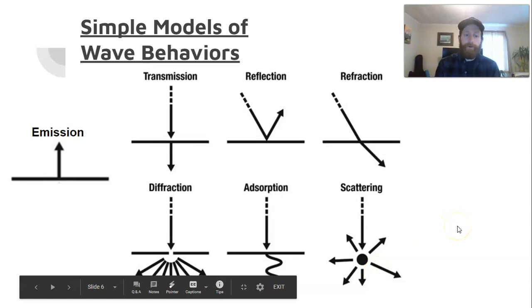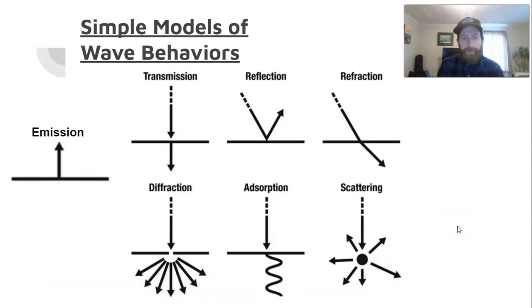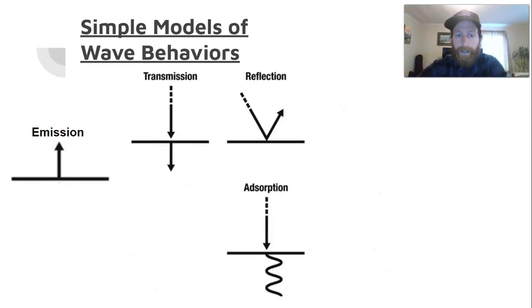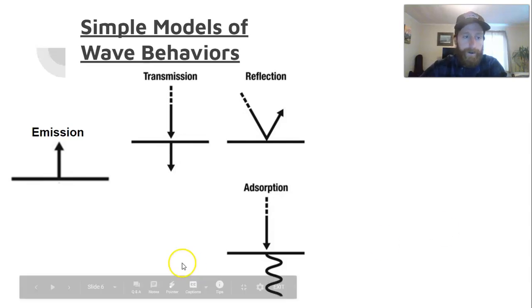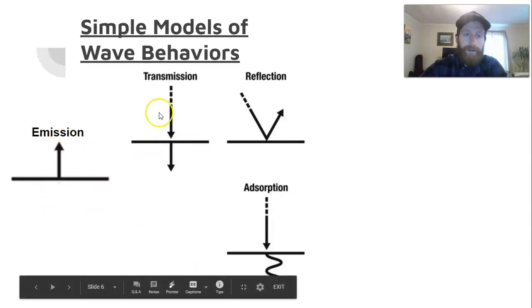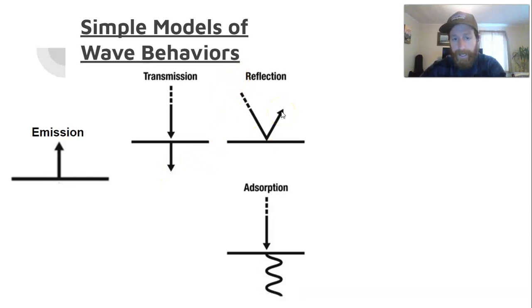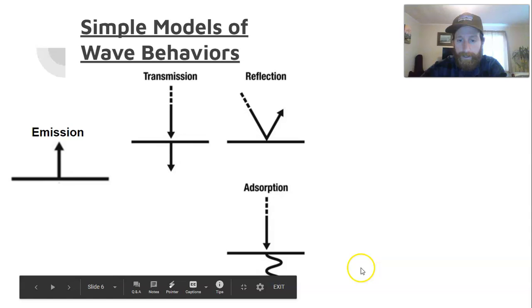But here are just some simple models from a NASA website of these wave behaviors. And fortunately, we're actually taking out the most complicated wave behaviors. These are the 4 that we're focusing on. Emission is giving off, transmission is passing through, reflection is bouncing off, and absorption is capturing and converting to heat.